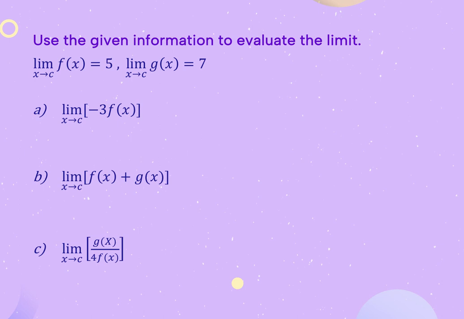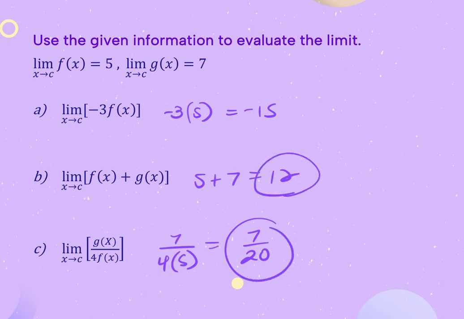All right, so if the limit as x approaches c of f of x is 5 and g of x is 7, what would negative 3 f of x be? Negative 3 times 5, negative 15. Okay, the limit of f of x plus g of x would be 5 plus 7, 12. And g of x over 4 times f of x, g of x is 7. 4 times 5, 7/20. Easy stuff, yes? Good? Questions? Yeah, that's it.